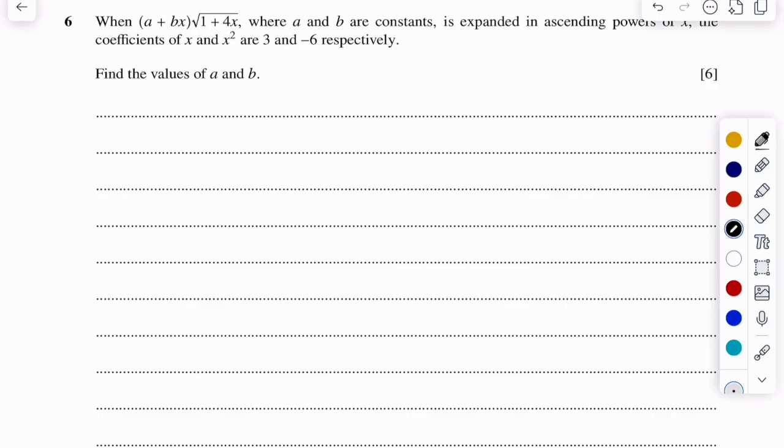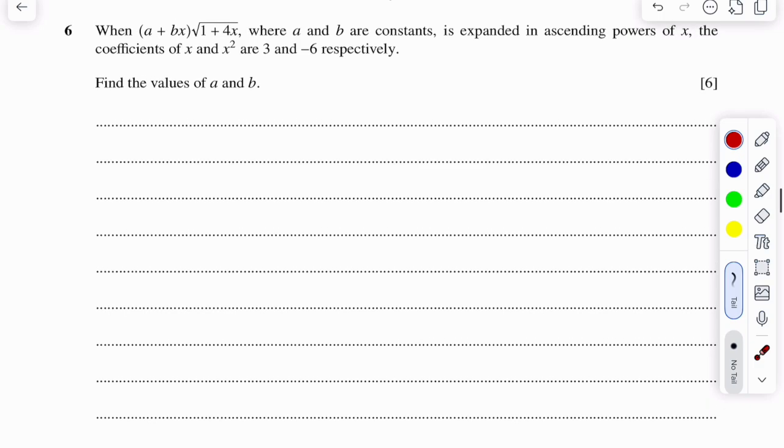Alright guys, for number 6, we're given the following question. It says, when (a + bx) times root(1 + 4x), where a and b are constants, is expanded in ascending powers of x, it tells us that the coefficients of x and x squared respectively are 3 and negative 6. And it wants us to therefore find the values of a and b. How do we do that?